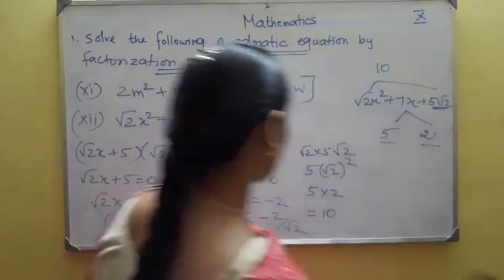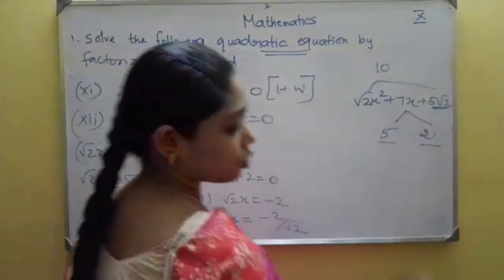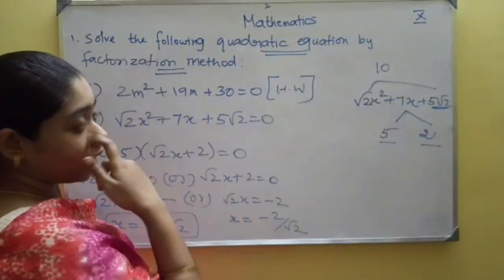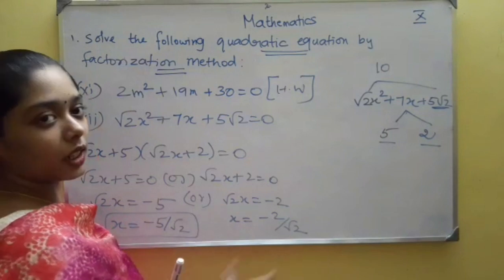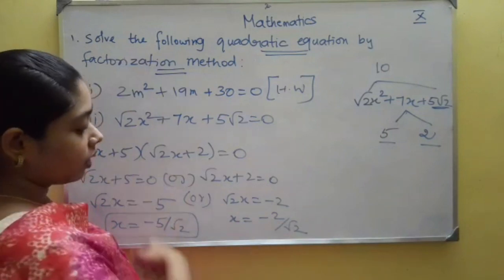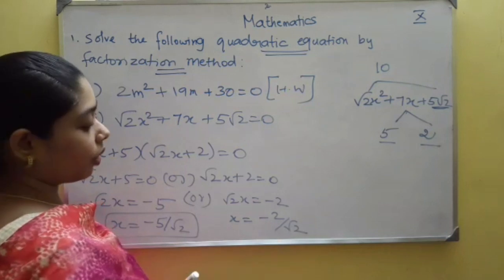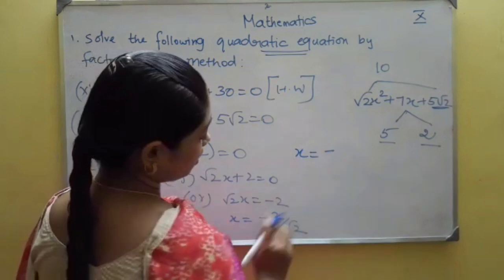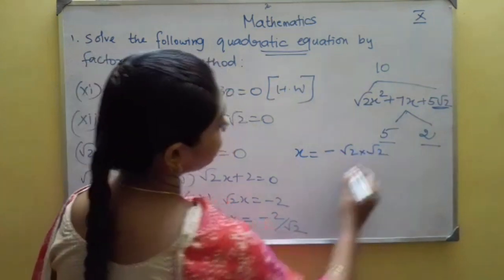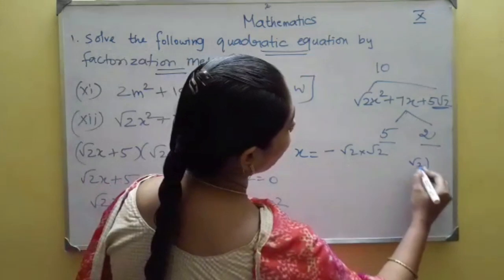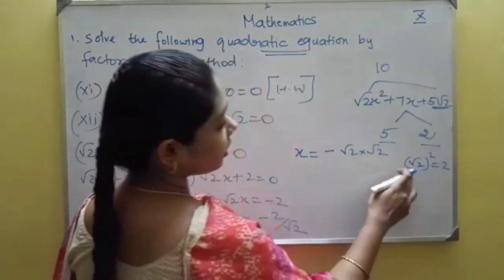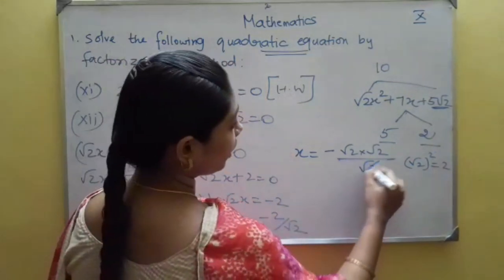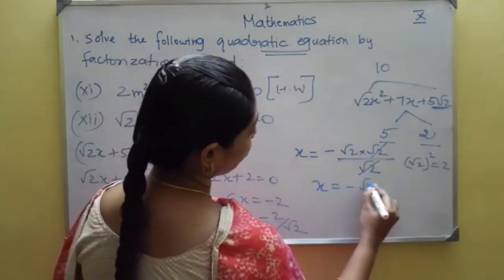Now observing the solution, I am getting x equal to minus 2 divided by root 2. I am having an irrational number in the denominator. The square root of any non-perfect-square number is an irrational number, okay? So whenever we get an irrational number in the denominator, we don't want that. So I am rewriting this: minus 2 can be written as root 2 into root 2, right? Because root 2 square gives you 2. So 2 can be written as root 2 into root 2 divided by root 2. Root 2 is already there, root 2 gets cancelled. x equal to minus root 2.